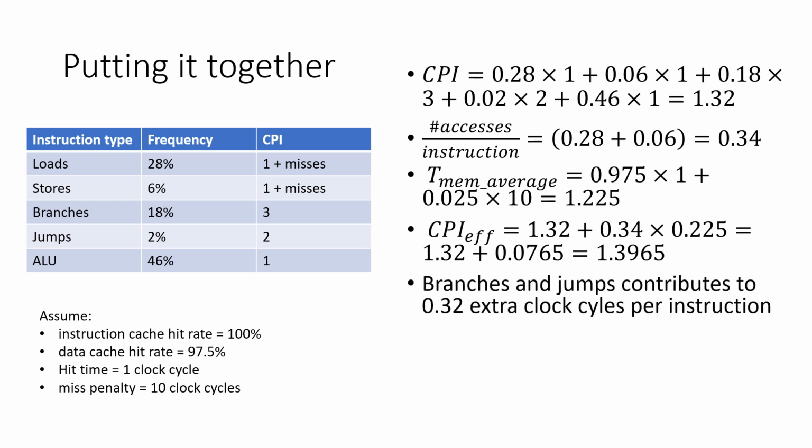So we can conclude that branches and jumps contribute 0.32 extra clock cycles per instruction, and data cache misses contribute an additional 0.0765 extra clock cycles per instruction.